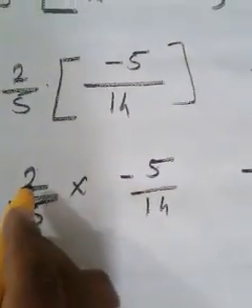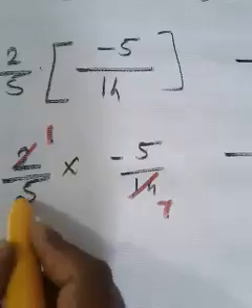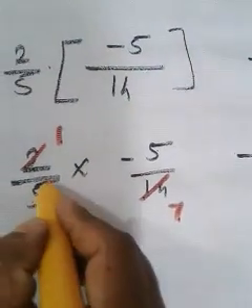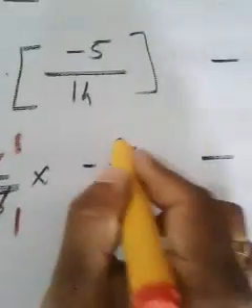2 is a common factor for 2 and 14. In 2 how many 2? 1. In 14 how many 2? 7. Cancel. And can you cancel in this way? Yes, both are 5, so you can cancel. Which is the common factor? 5 itself is a common factor. In 5 how many 5? 1.